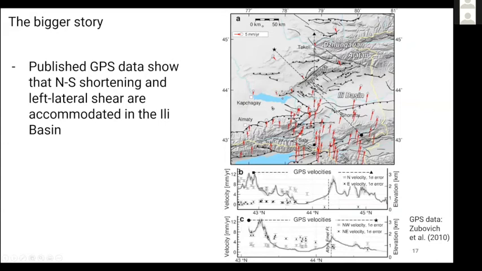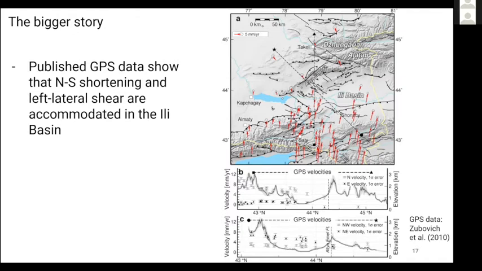So here I plotted the available GPS data for the region. And there's this wonderful paper by Zubovich et al. from 2010, who published a multi-year GPS velocity field for the entire Tian Shan region. So these are the GPS velocities with respect to stable Eurasia. And you can see, I think, really quickly that the arrows are getting shorter the further north you go. So the north-south velocity is shrinking. So that means there's some north-south shortening going on here.